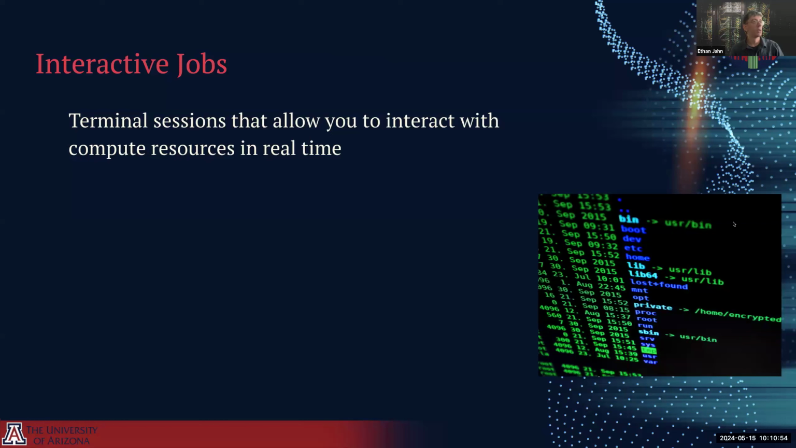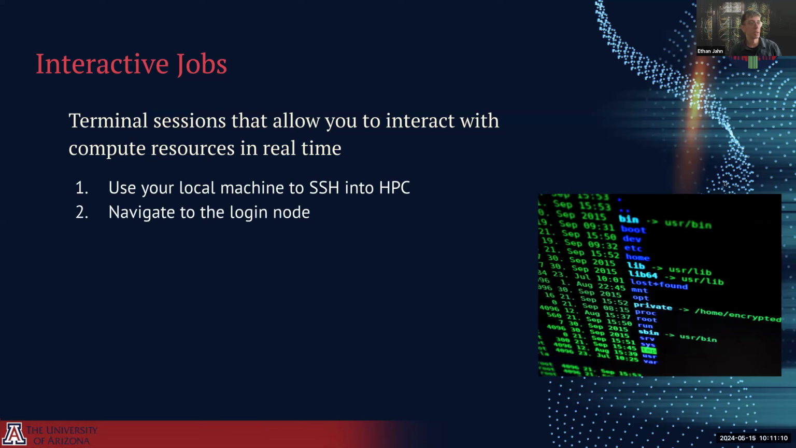Interactive jobs: we want to use the terminal, again, for interactive jobs. These are terminal sessions that allow you to interact with compute resources in real time. That's what an interactive job is. So the first step is to use your local machine to SSH into the HPC. Navigate to the login node by typing shell, and then run the interactive command. The interactive command, very easy to remember, gives you an interactive session.